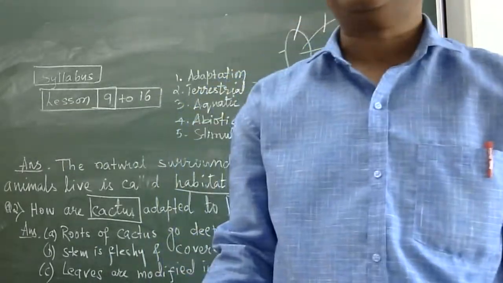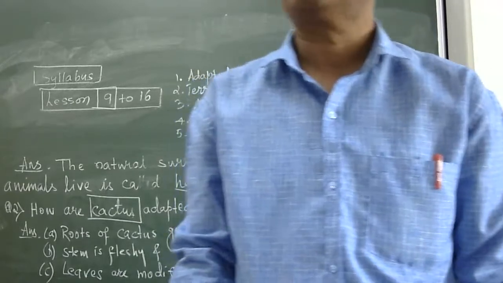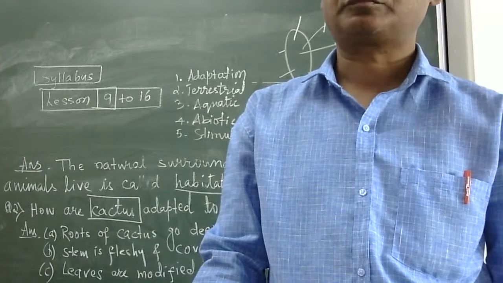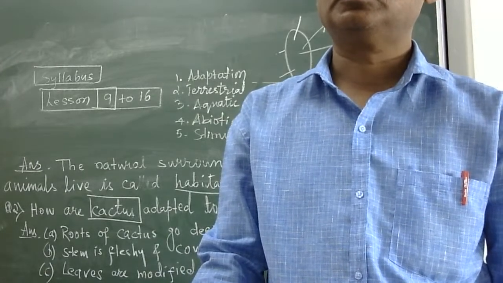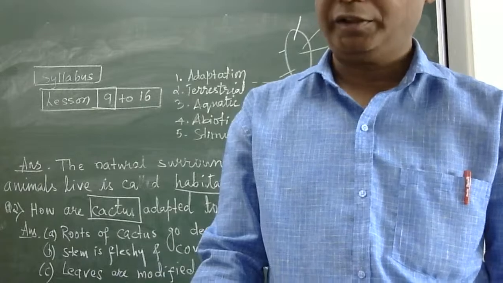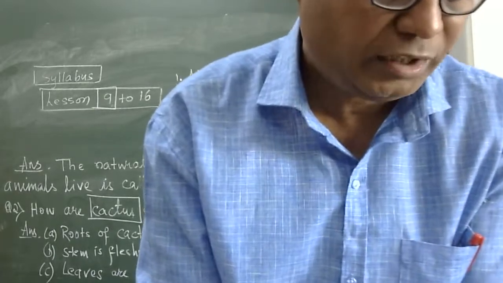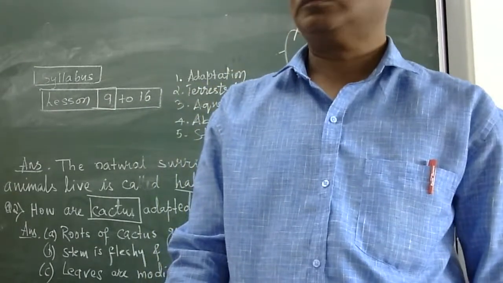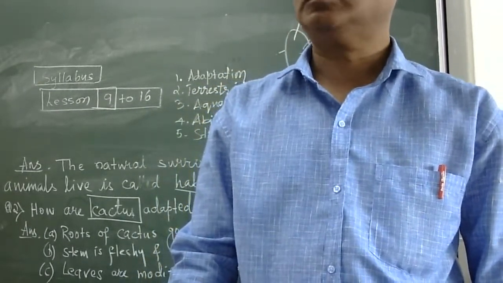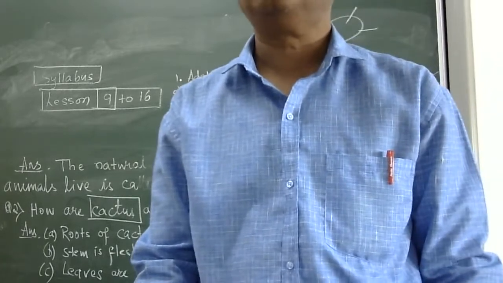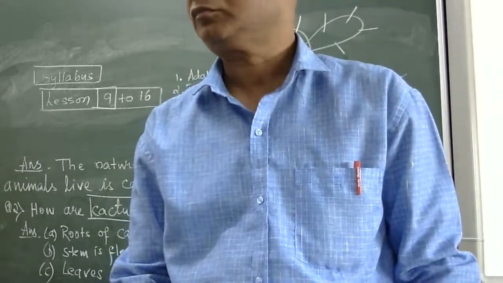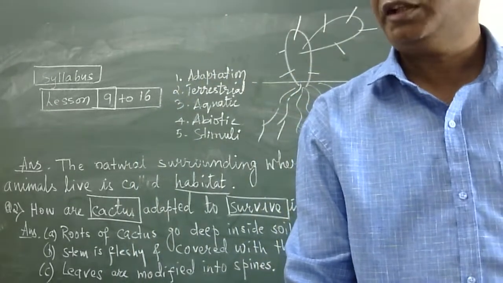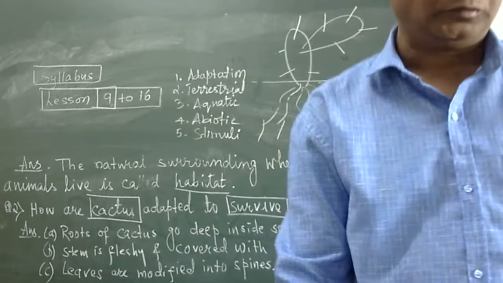The natural surrounding where plants and animals live is called habitat. Okay. Second question: how are cactus adapted to survive in desert? Roots of cactus go deep inside soil to absorb water. Stem is fleshy and covered with thick cuticle. Leaves are modified into spines.